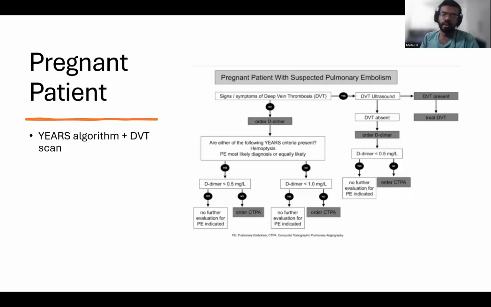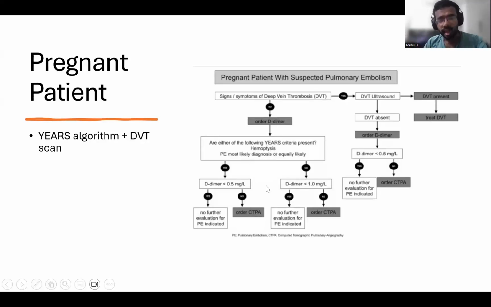In that, first and foremost, you're going to go for DVT scanning. So if DVT is present, you straight away treat the DVT, which is going to be almost the same as the treatment of the PE anyway. And if the DVT is absent, then the next step is to order the D-dimer. Again, you apply the YEARS criteria. Here it is going to be a little bit different because you already ruled out the DVT.